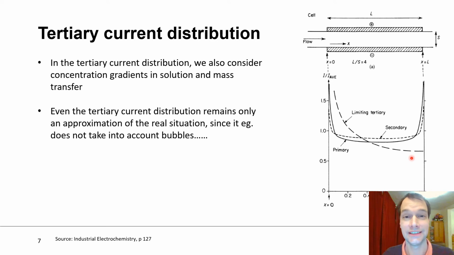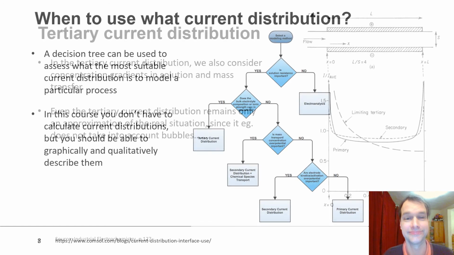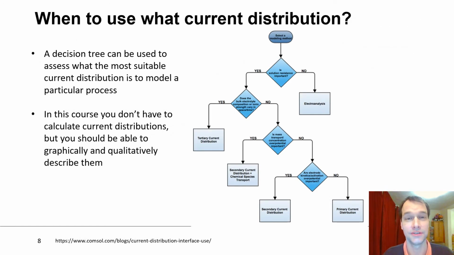Now, as said in the beginning, this is still a simplification because we don't take into account effects such as bubbles. Now you might wonder, when should I use which current distribution? For that you could use this decision tree, or you could also just use your common sense. So you basically want to keep it as simple as possible, but of course you want to take all the important factors into account. So you have to answer the question, what is important, what is not important.